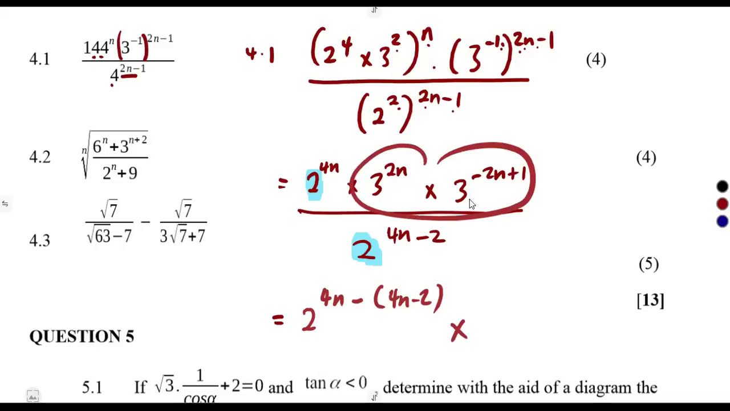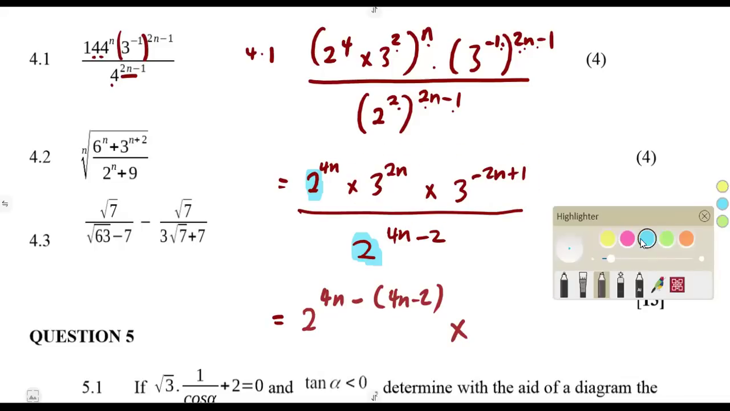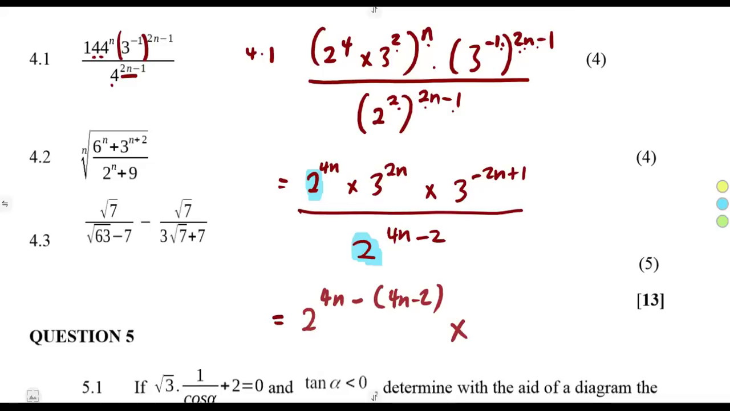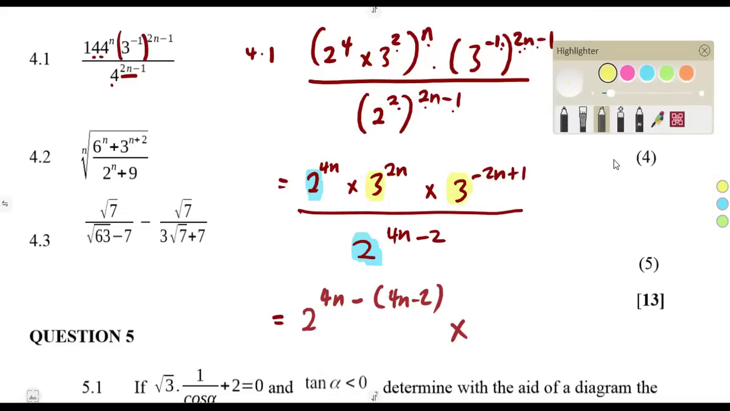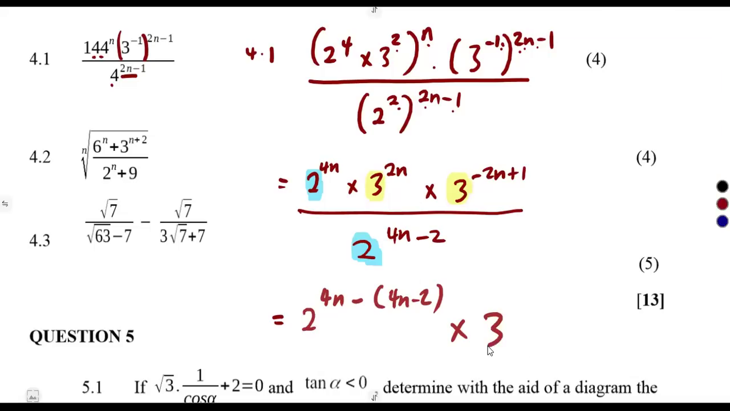In the numerator, what is happening? It's a product. We are multiplying the bases which are the same. So what are we going to do? We add. We are multiplying, it's a product, of this 3 to this 3. So we have to add the exponents. So we're going to have 3 to the exponent of what? 2n. We add this one.